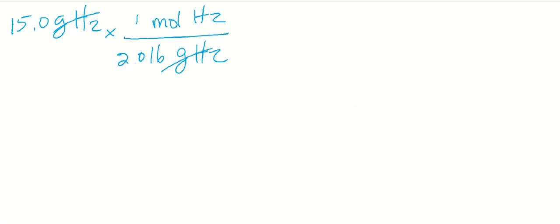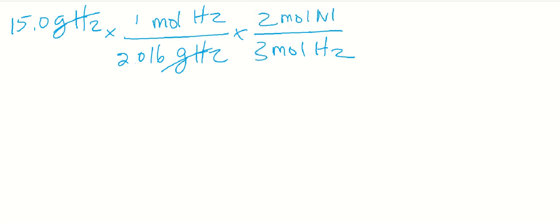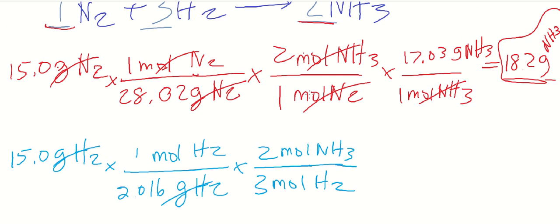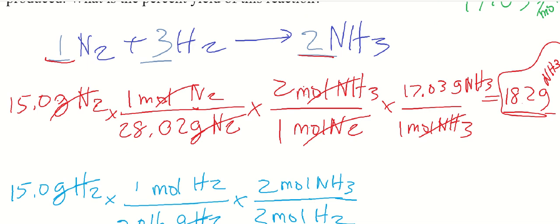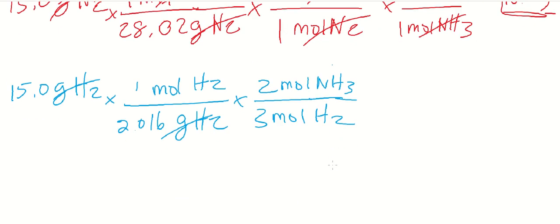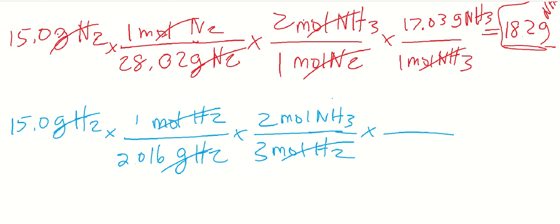Now we have moles of hydrogen. Now we can turn moles of hydrogen to moles of any other substance using the mole ratio. For every 3 moles of hydrogen, there are 2 moles of ammonia. That cancels out the unwanted stuff, and now we just need to convert that to grams. So we can just copy this over here. That's often going to be the case.